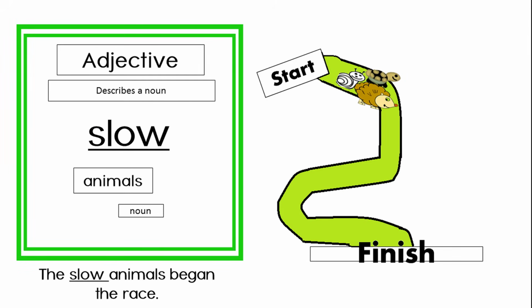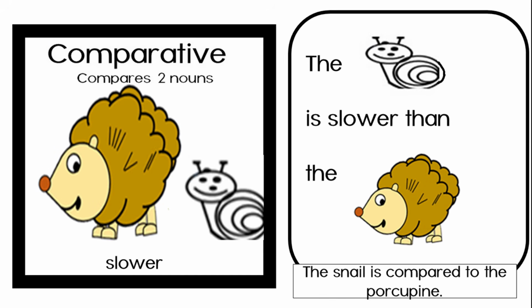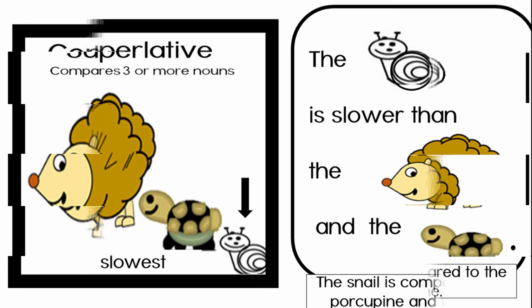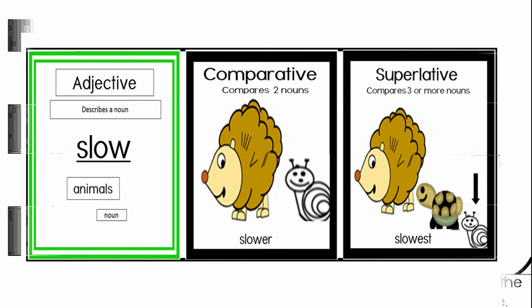The slow animals began the race. The snail is slower than the porcupine. The snail is the slowest. Slow, slower, slowest.